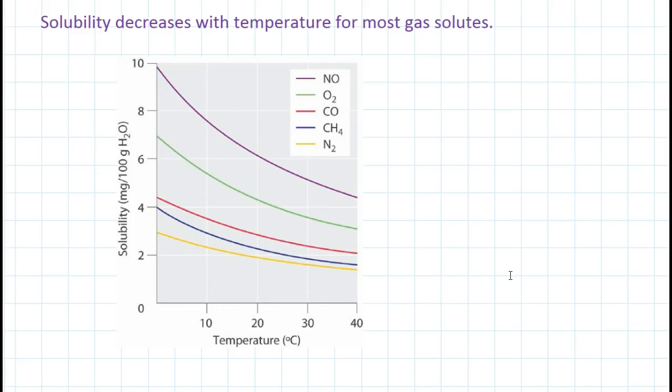It's the same graph, solubility. It's measured in milligrams per 100 grams of water, just because gases are less soluble by mass than solids are, so we have to use a smaller unit for the solute mass. And the relationship is just the opposite. So at higher temperatures, we actually have less dissolved gas.